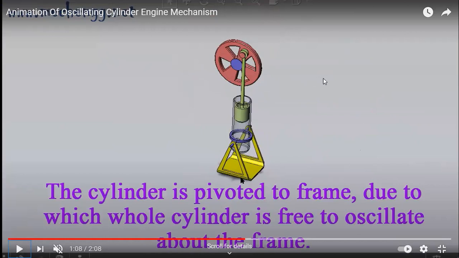So yellow, which is in the yellow color, and the cylinder is pivoted, that is attached to the frame, due to which the whole cylinder is free to oscillate about the frame.